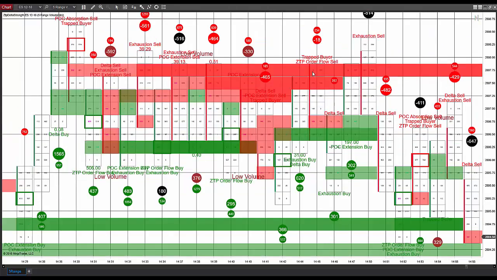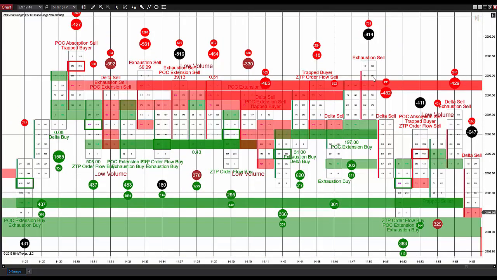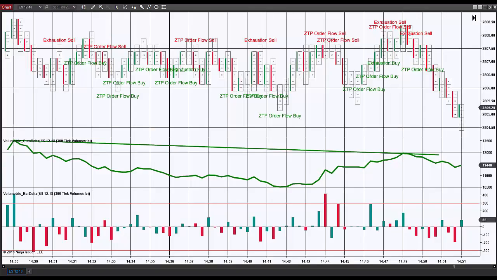Finally, as we trade into the exhaustion trade, we have an exhaustion signal here, and we have a black delta strength bubble indicating that we have extremely high volume on this bar, along with an extremely high number of negative 814. And on the smaller time frame chart, we see that we additionally have divergence at that point, along with multiple ZTP order flow and exhaustion sell signals.